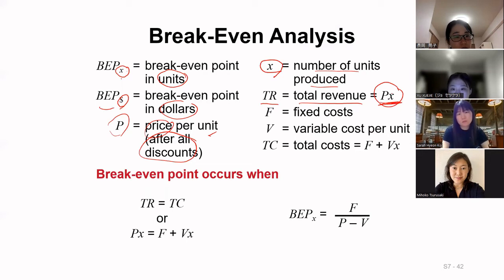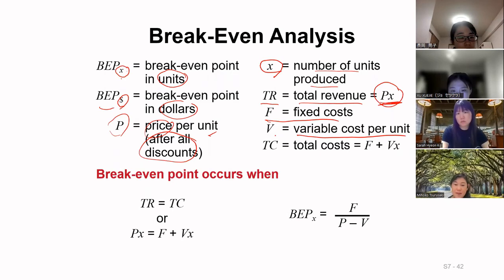P times X. So, for example, I make 500, one is 10. So my revenue, I sell it at 10, I make 10, the revenue is 100. Okay? Fixed cost is fixed. Some number, okay? For example, if I invest 100,000, then that is my fixed cost. And you need to find variable cost per unit.